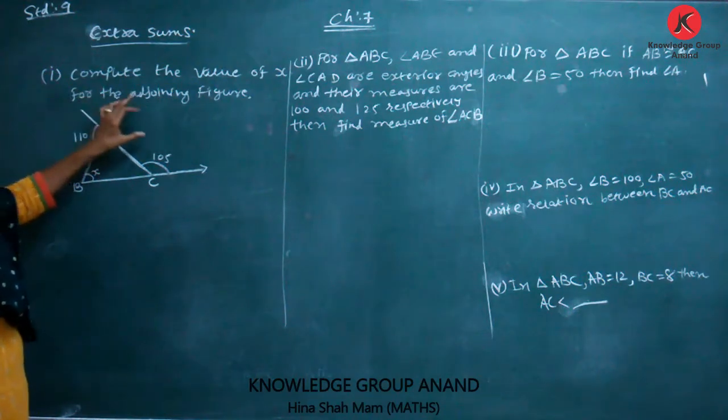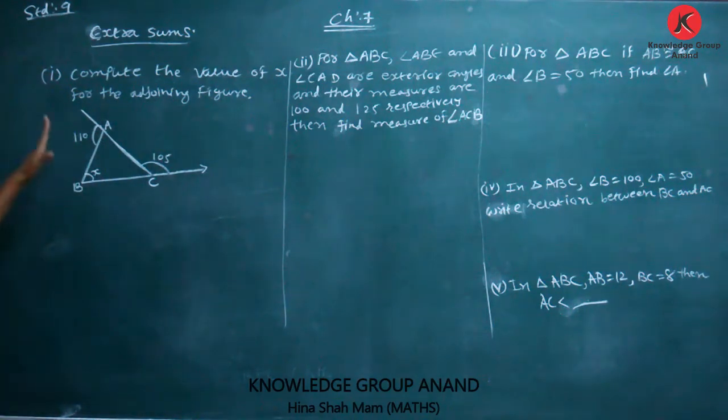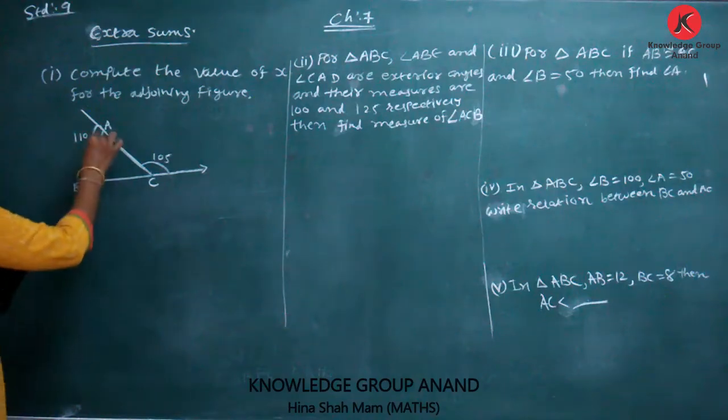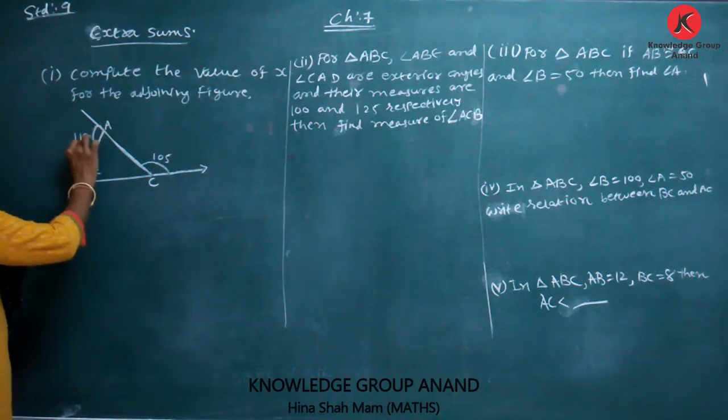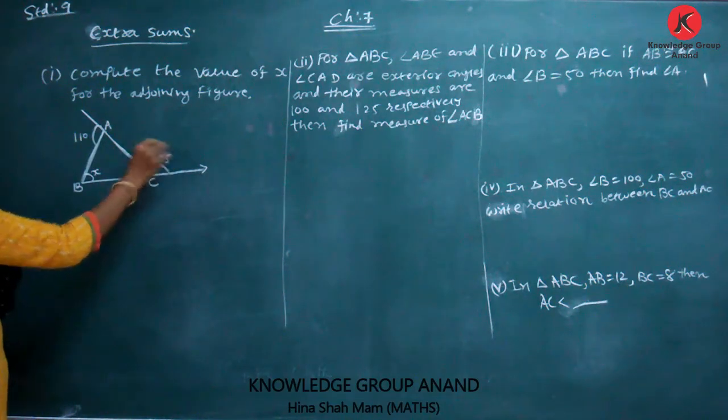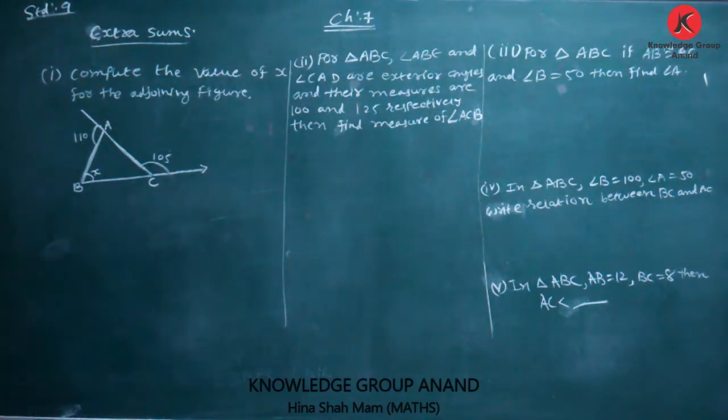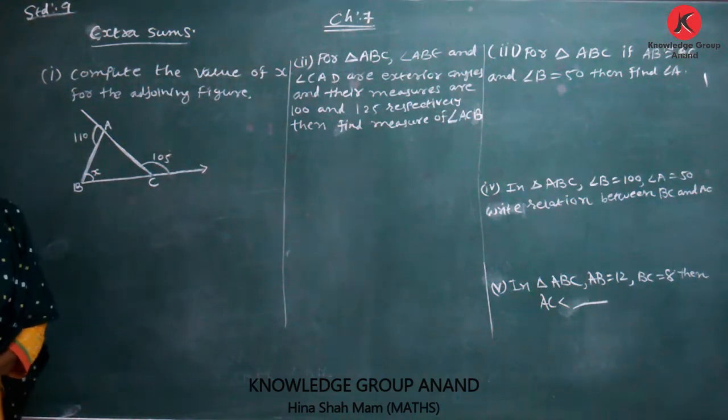Compute the value of x. In this figure, triangle ABC. This angle is 110. This angle is 105. Find the value of x. Can anybody tell me how we find x?